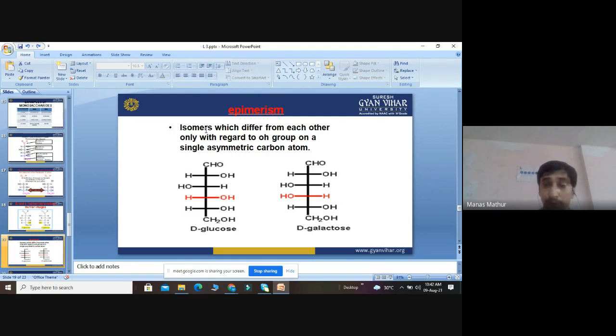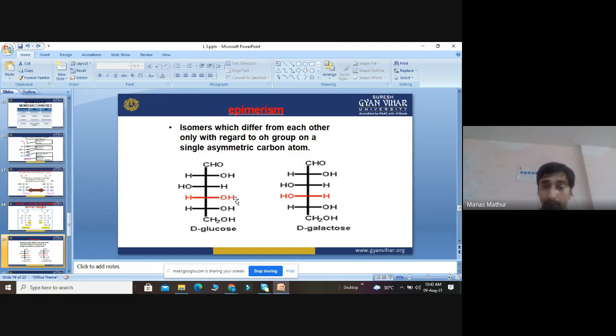See this diagram. The first group is CHO, the second is HCOH, the third is HCOH. But see the fourth position. In the fourth position, we have changed the direction of the OH group and H group. In this figure, OH is on the right hand side. In this figure, OH is on the left hand side. The fifth carbon is also the same, and the last terminal carbon is also the same. So here the position of the OH group is changed, at carbon number 4.